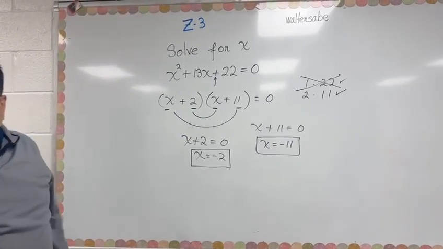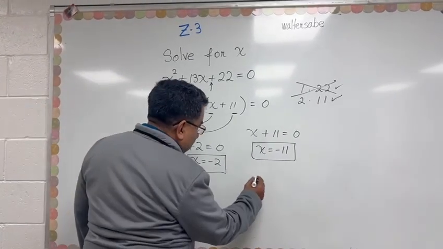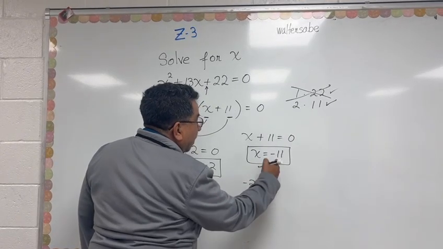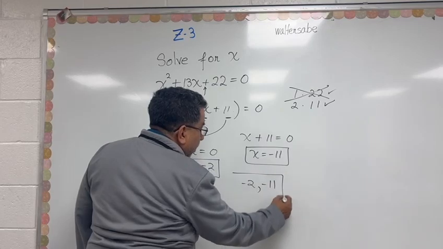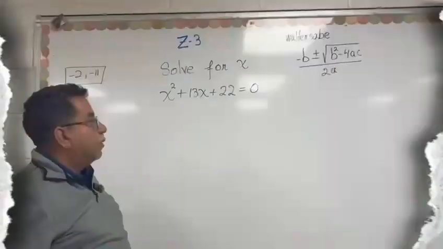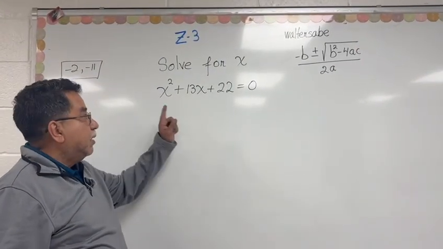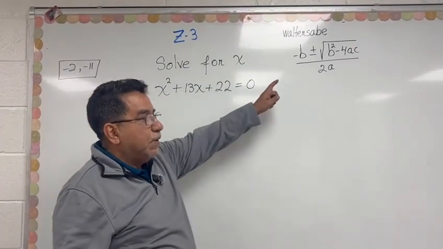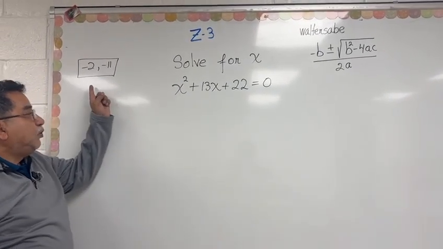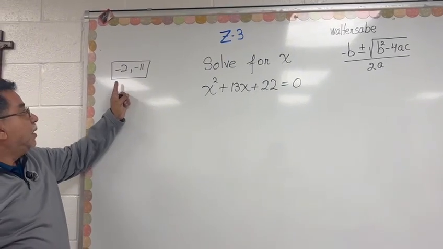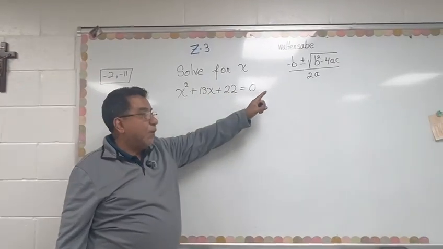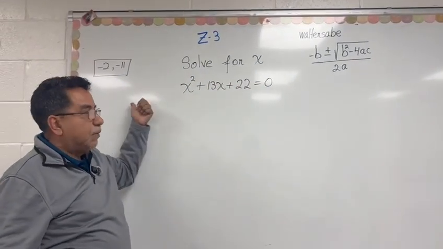Okay? And the way you're going to submit your answers is you place your first solution, you put a comma, put the second solution. That's how you plug in your answers. Okay, now we're going to solve the same problem using the quadratic formula. Remember, the solution when we're doing factoring, it was negative 2, negative 11. I'm going to demonstrate that using the quadratic formula will give you the same solution.